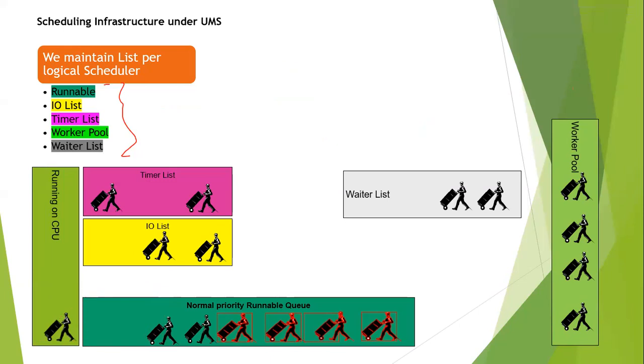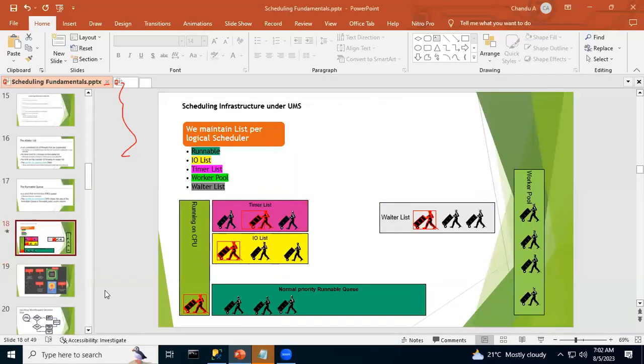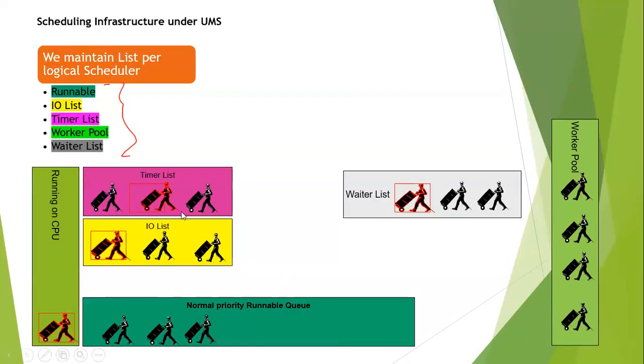on the CPU, right? As soon as it comes out, and if it has to come out, it will be in the tail of the runnable queue. So it has to be in the tail of the runnable queue. If it has more work, if it again has to run on the CPU, then it will be going in the runnable queue.